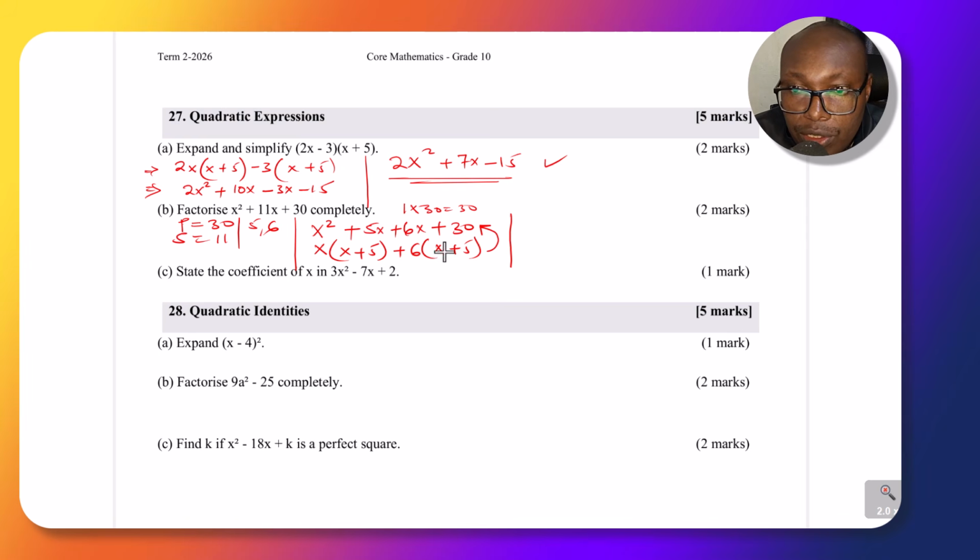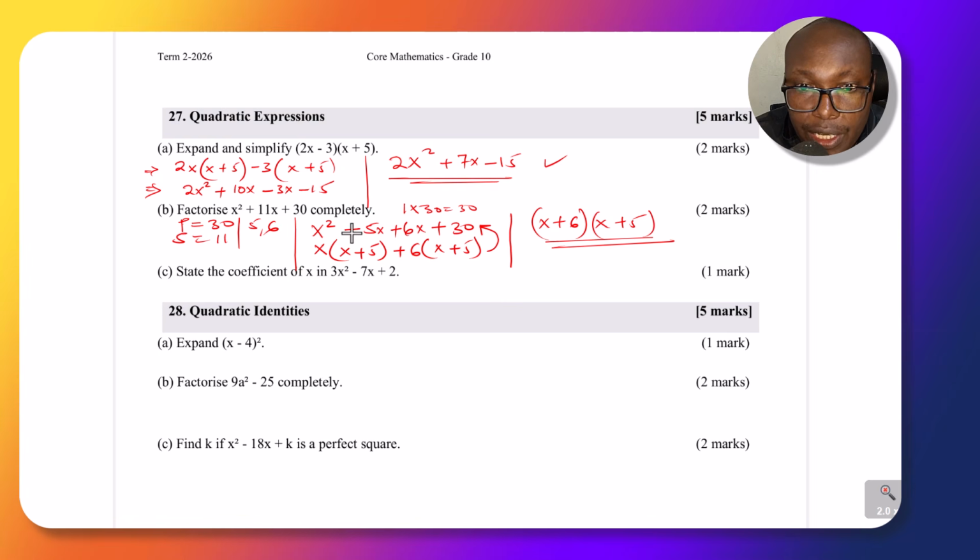Then from there, once you reach this stage, you simply finalize and take x plus 6 multiplied by x plus 5. And that is the final solution. So you have factorized. So you can see the difference between expanding and factorizing.